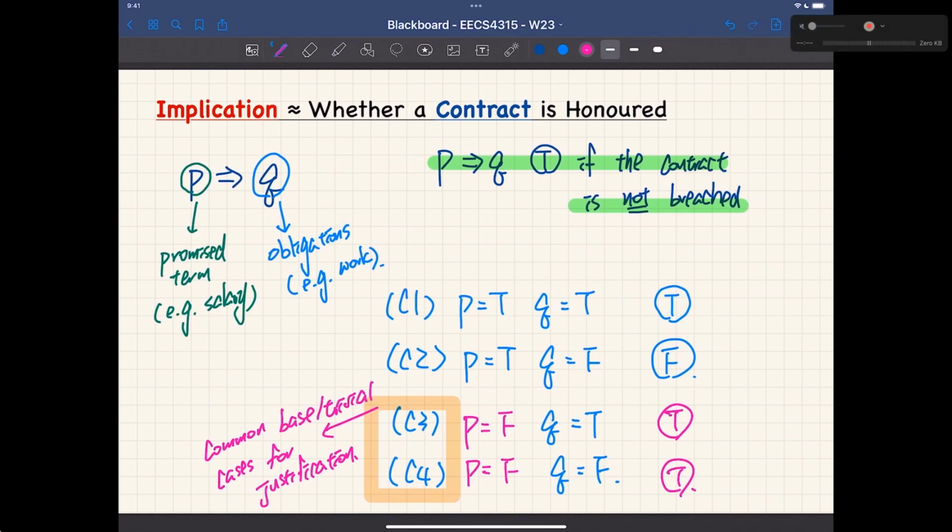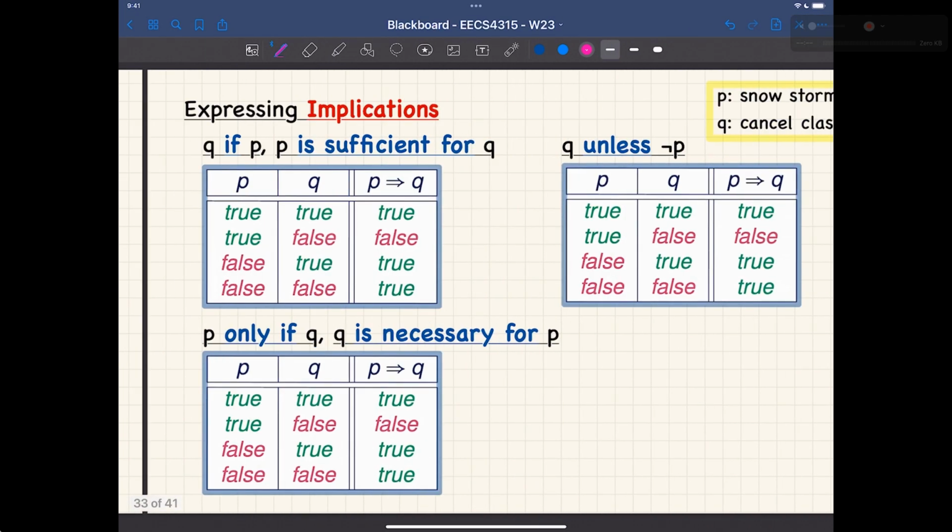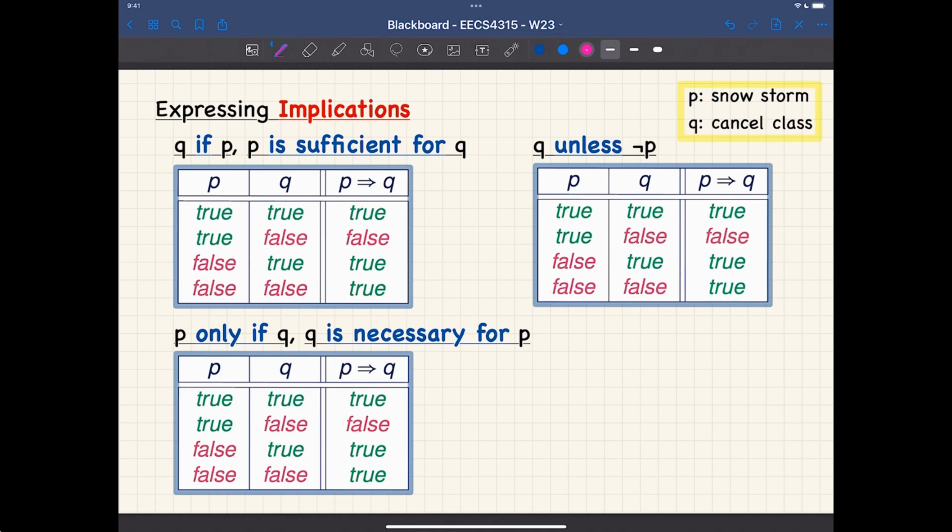For this one here, let me help you understand when you study this note later. I kind of group these two together. So Q if P, and also P is sufficient for Q. These two can be understood in the same way. The way to justify their meaning, or to present their meaning, is very similar. Similarly, P only if Q, and also Q is necessary for P. They can also be understood in a very similar way. And Q unless not P just stands alone. Okay, we'll just go over one by one.